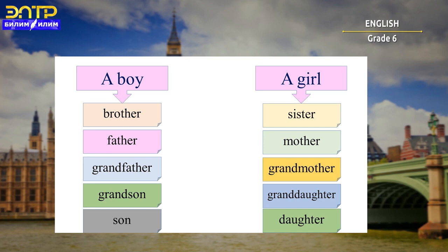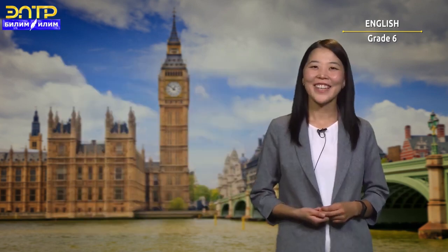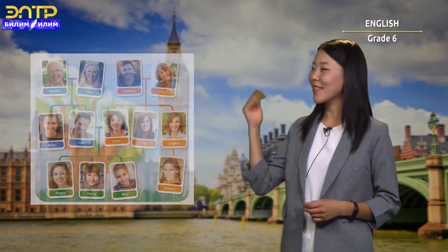Now look please at the words father and mother. Can we use one word for both of them? Of course we can. It is parent. So father and mother are parents. What about grandfather and grandmother? They are grandparents. Very good. What about grandson and granddaughter? They are grandchildren. Son and daughter? They are children. Brilliant.